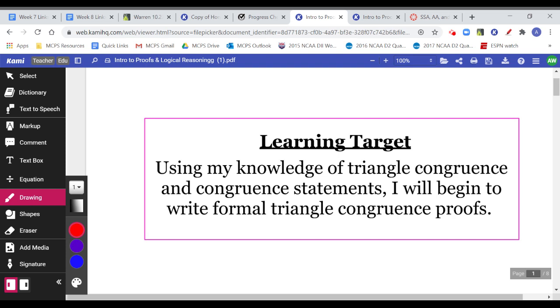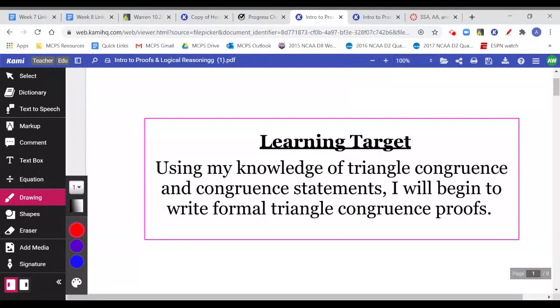Today, we are going to have an introduction to writing proofs. And the word proof is probably something that you've heard a lot in class recently because we've been talking about which triangle congruence criteria can prove that two triangles are congruent. But we've just been sort of giving one reason. We've been marking a diagram and just claiming why something is true.